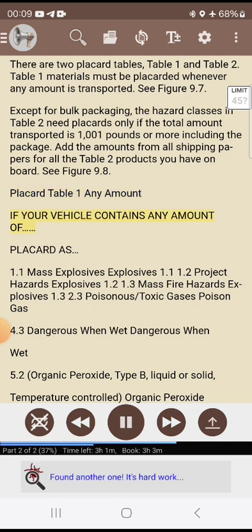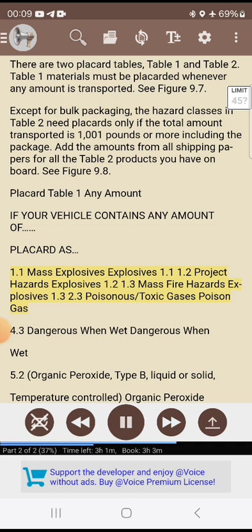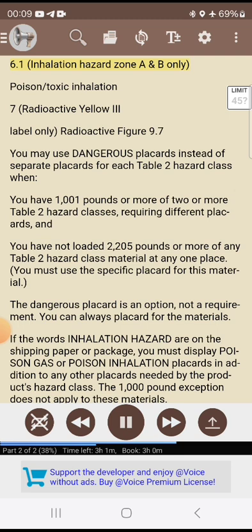If your vehicle contains any amount of 1.1 mass explosives, 1.2 projectile hazards explosives, 1.3 mass fire hazards explosives, 2.3 poisonous toxic gases, poison gas, 4.3 dangerous when wet, 5.2 organic peroxide type B liquid or solid temperature controlled, organic peroxide, 6.1 inhalation hazard zone A and B only, poison toxic inhalation, 7 radioactive yellow 3 label only, radioactive. Figure 9.7.